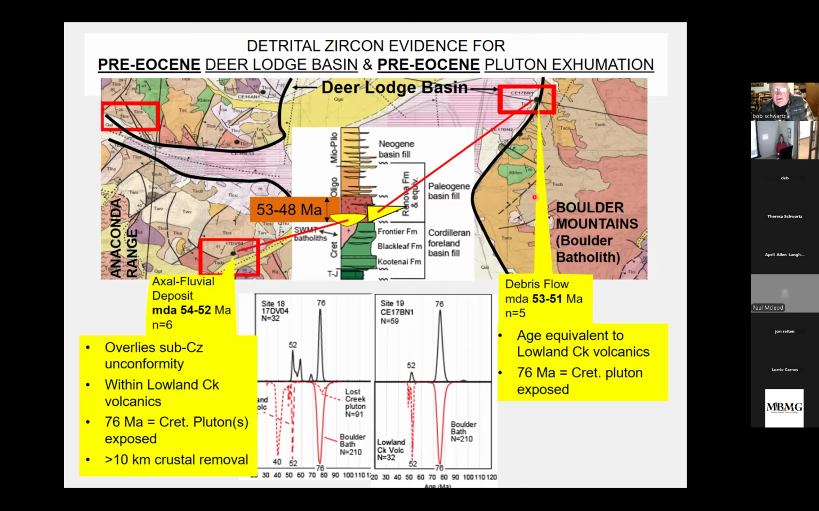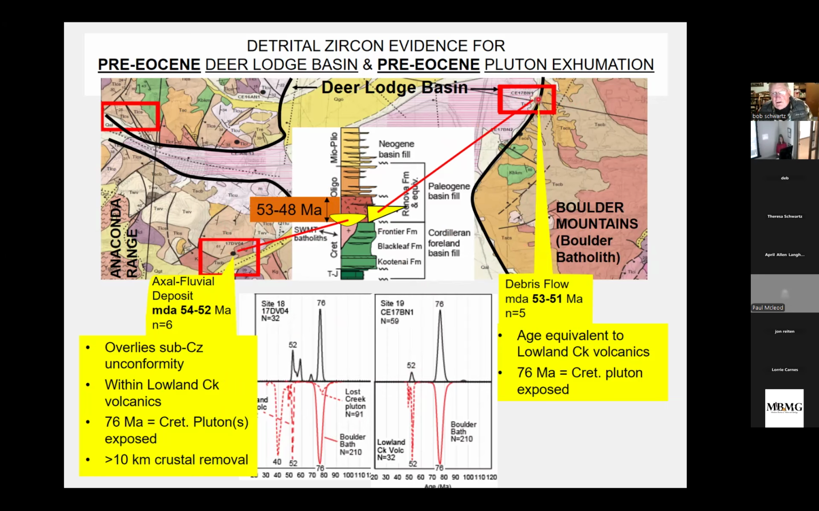Okay, so let's take a look at two samples. These are key samples. This is a geologic map for the region. Not much to see other than here's a sample site. That's for an axial fluvial deposit on the western side of the basin. And we've got another sample over here from a debris flow, which descended from the Boulder Mountains.